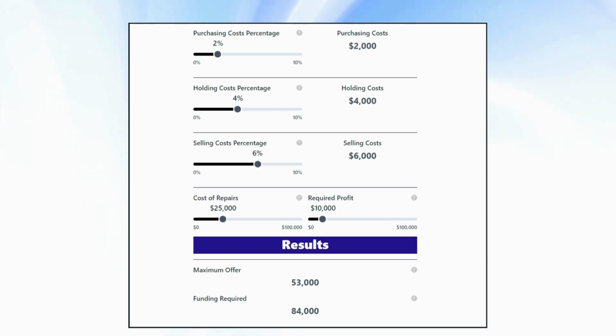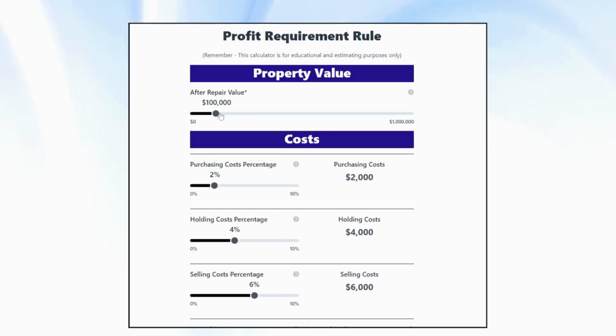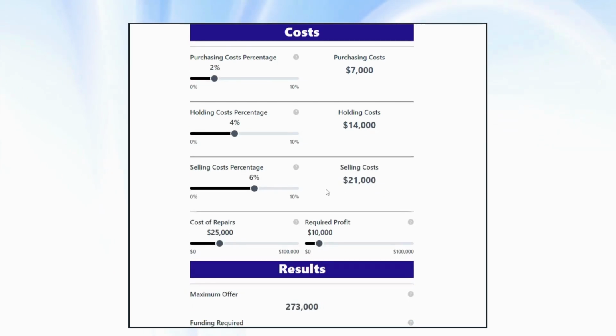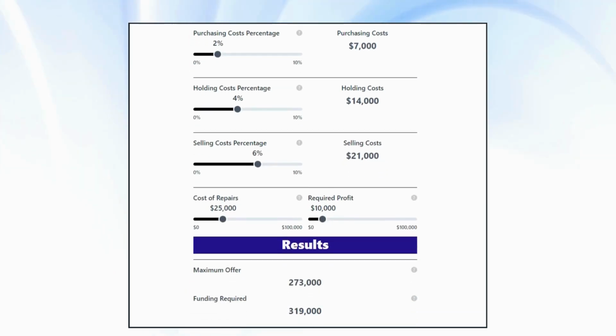Think about the funding that's going to be required to do this type of deal. Start analyzing other deals. Hey, bump up that price a little bit. Do the numbers do anything for you? Do they scare you? Well, that's okay. But start looking at how things change where, oh, okay, I'm going to need 319,000 in funding on this deal. How do I feel about that?